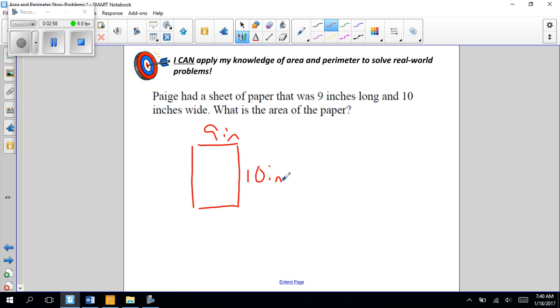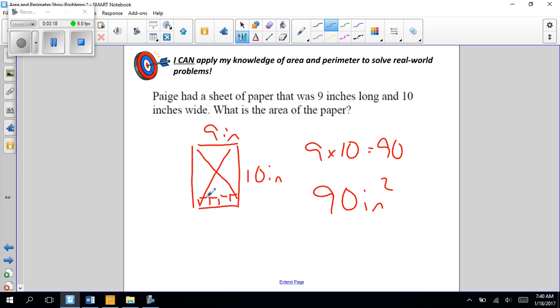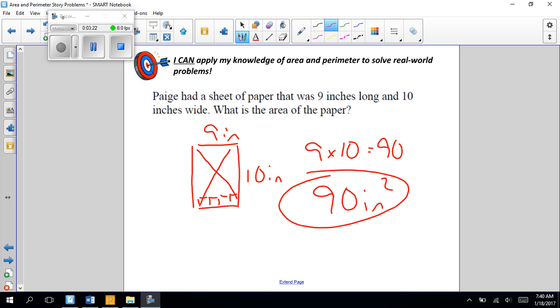If I'm talking about area, I'm trying to find the space inside my two-dimensional shape. I know to find area of a rectangle, it's base times height or length times width. So 9 times 10 gives me 90. So I know the area of the paper is 90 inches squared. Again, that tells me exactly how many square inches would fit inside that box. Question number 3.